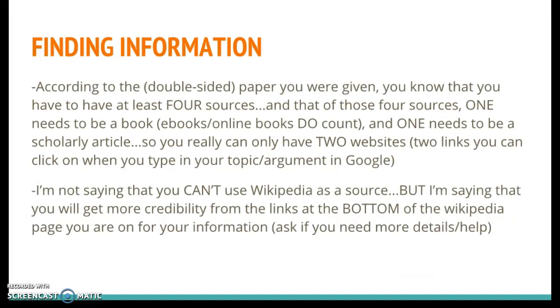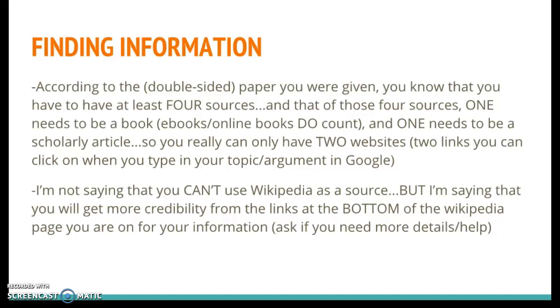So according to that double-sided paper you were given, you know that you have to have at least 4 sources. You should have more, but you need at least 4. And of those 4 sources, one needs to be a book. Ebooks, online books do count. And one needs to be a scholarly article. Follow along and I'll go through scholarly articles and all those other things.